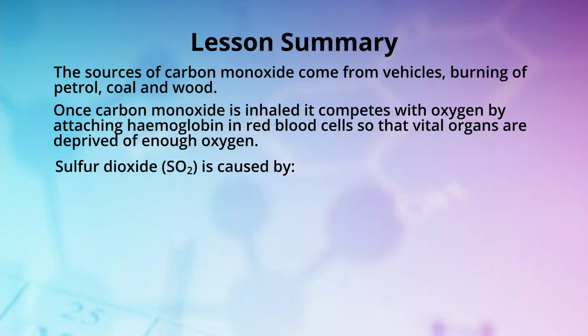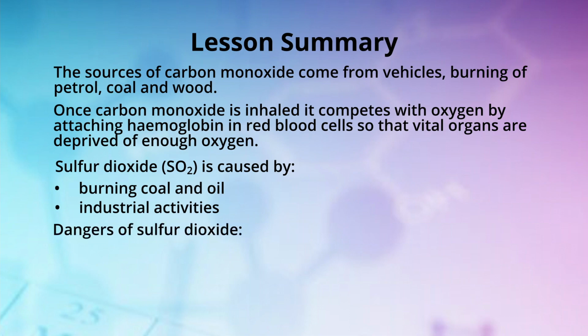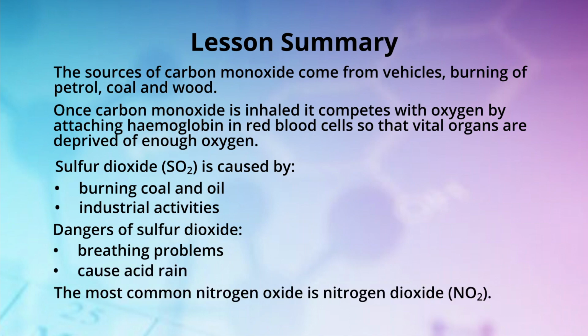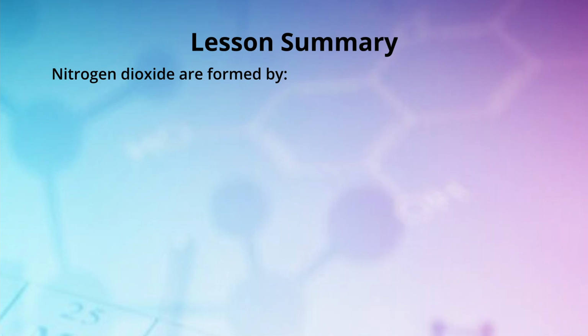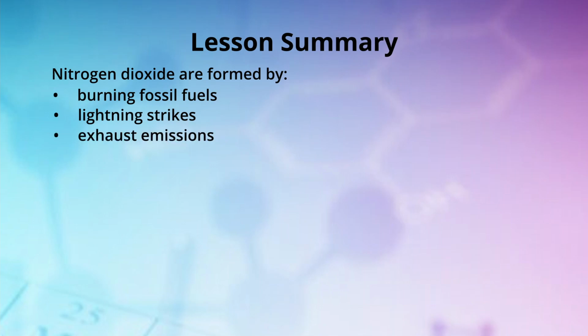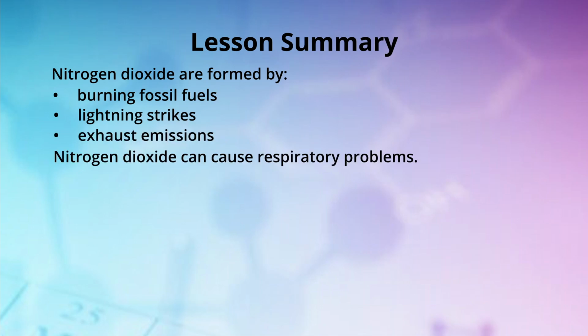Sulfur dioxide is caused by burning coal and oil and industrial activities. Dangers of sulfur dioxide include breathing problems and it causes acid rain. The most common nitrogen oxide is nitrogen dioxide. Nitrogen dioxide is formed by burning fossil fuels, lightning strikes, and exhaust emissions. Nitrogen dioxide can cause respiratory problems.